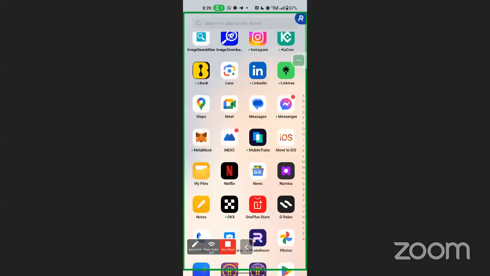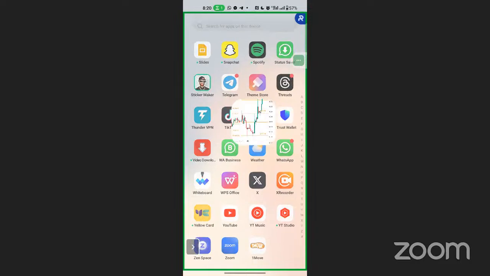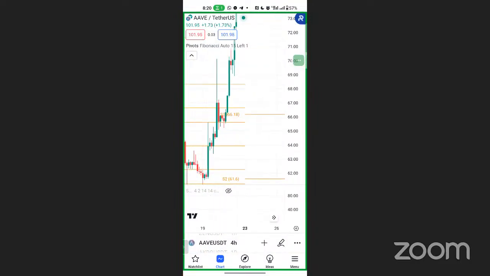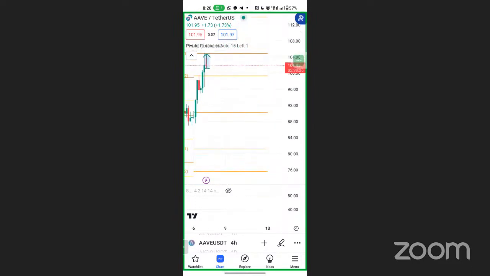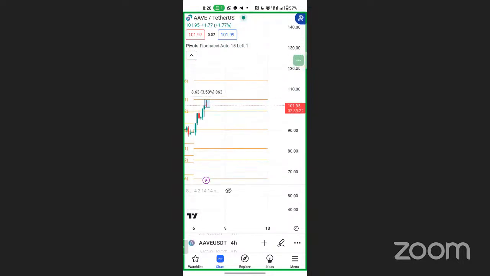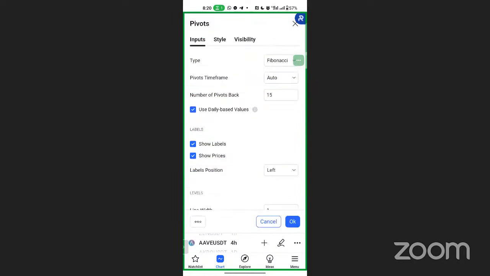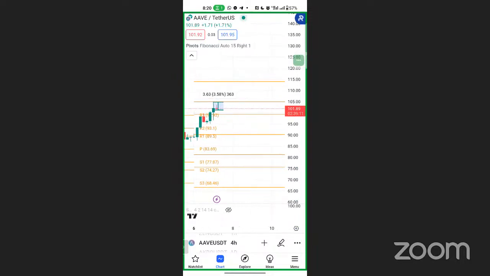Okay, so let me go to entries and exits in the market. Let me change it so that mine appear on the right to make my life easy.